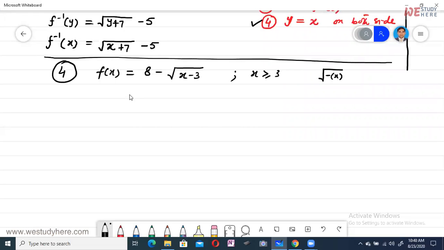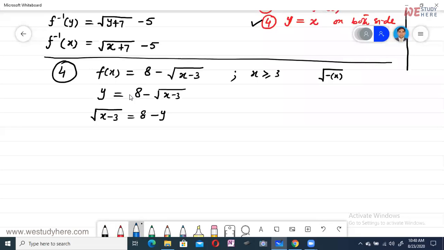Now we are finding the inverse function. In the inverse function, the first step we will do is replace f of x with y. This f of x we are replacing with y, 8 minus square root of x minus 3 as it is. Now we will make x the subject. For x the subject, the term containing square root we are shifting to the other side. This side is minus square root of x minus 3, the other side will be plus square root of x minus 3. 8 as it is. This y we have to shift to the other side, it will be minus y.